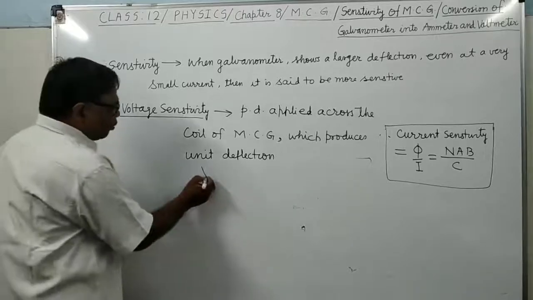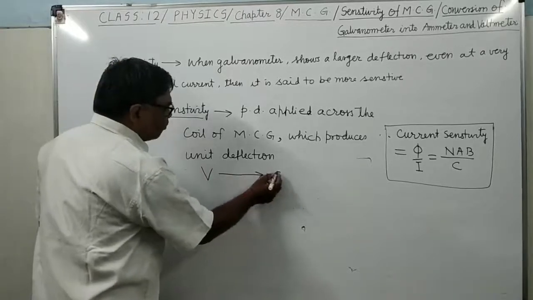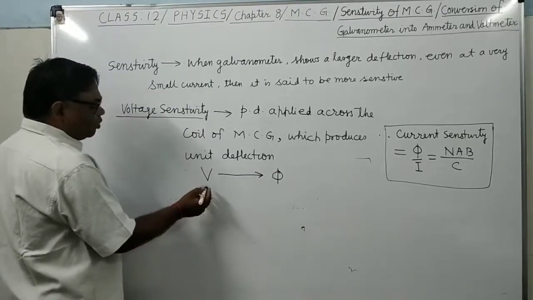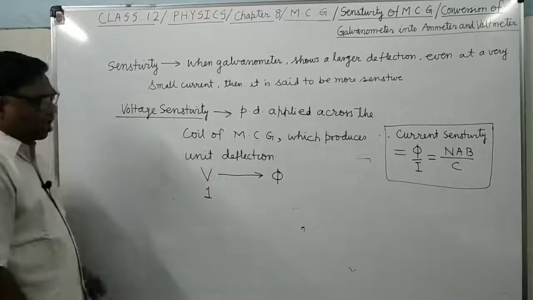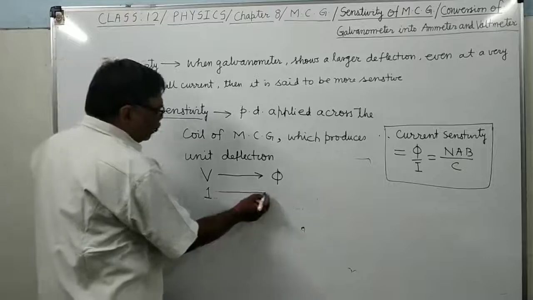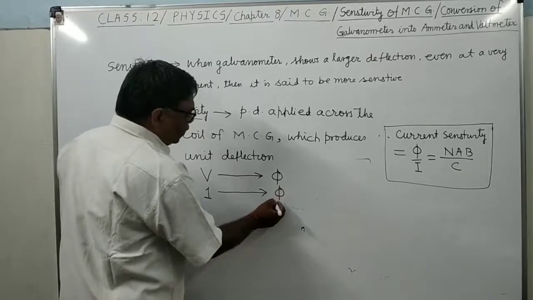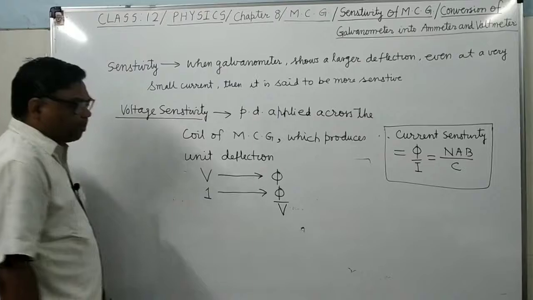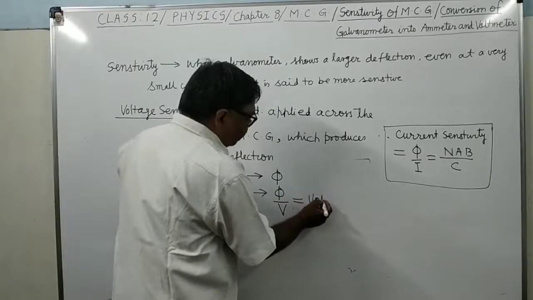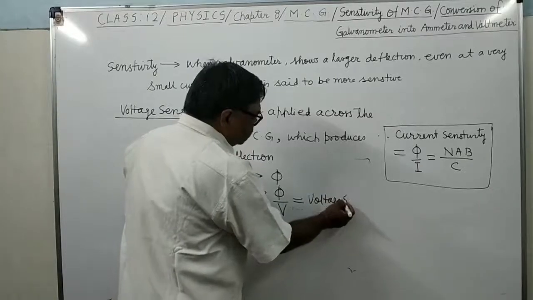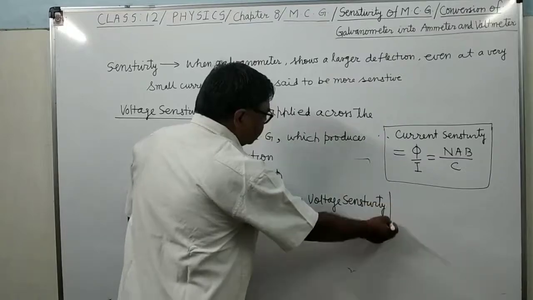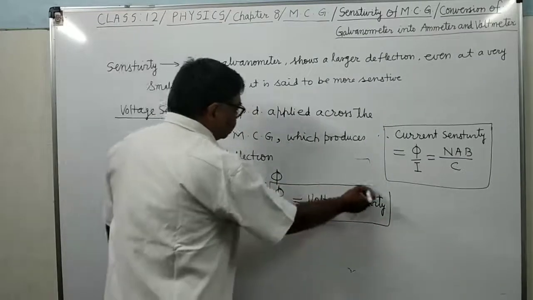Suppose on applying a potential difference V, the deflection produced is equal to 5 radian. So how much deflection will be produced by 1 volt? Unit voltage will produce how much deflection? Phi upon V. So this will be equal to the voltage sensitivity. This is the formula of voltage sensitivity.